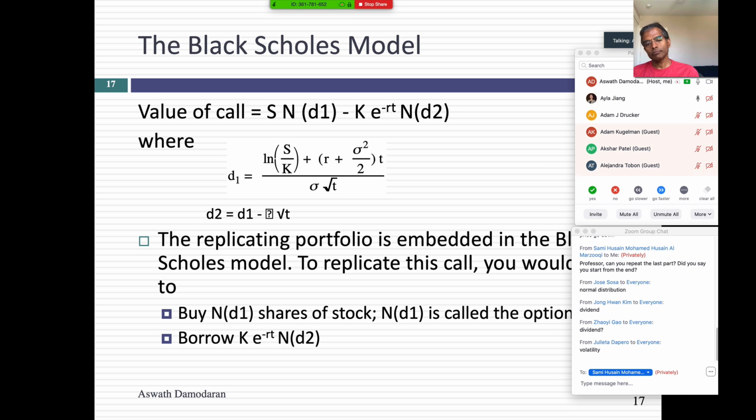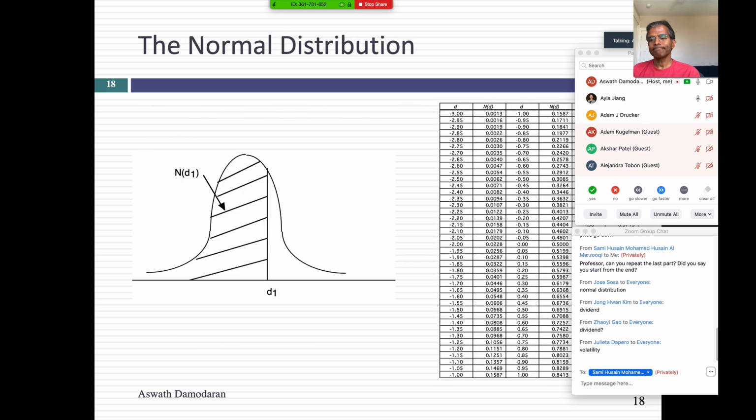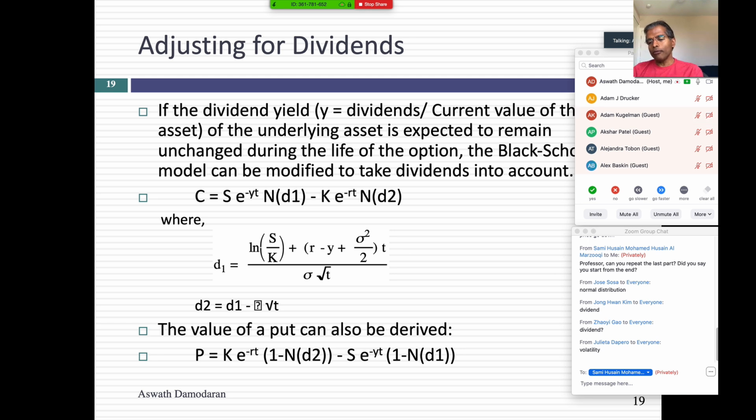And D1 is the probability of... No, not D1. N of D1 is the probability. N of D2 has a very specific meaning. It's a risk-neutral probability. N of D1 has a lesser meaning, but they're both probabilities. But N of D2 is the key probability. If somebody asks you, what's the probability this option will be in the money? You're going to give them N of D2. Okay, got it.